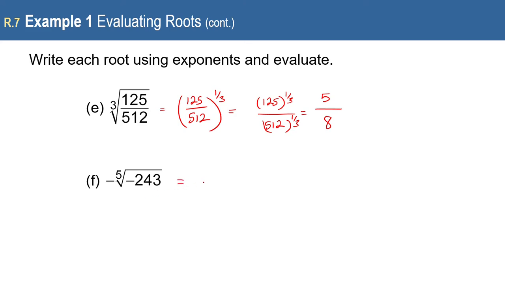For part F, there's a negative floating in the front. So let's put that negative in the front: parentheses, negative 243 raised to the 1/5 power. Type this into your calculator. Make sure you have parentheses around the negative, and then raise it to the 1/5 power. This gives me negative 3, and now I can deal with that negative. This is a positive 3.